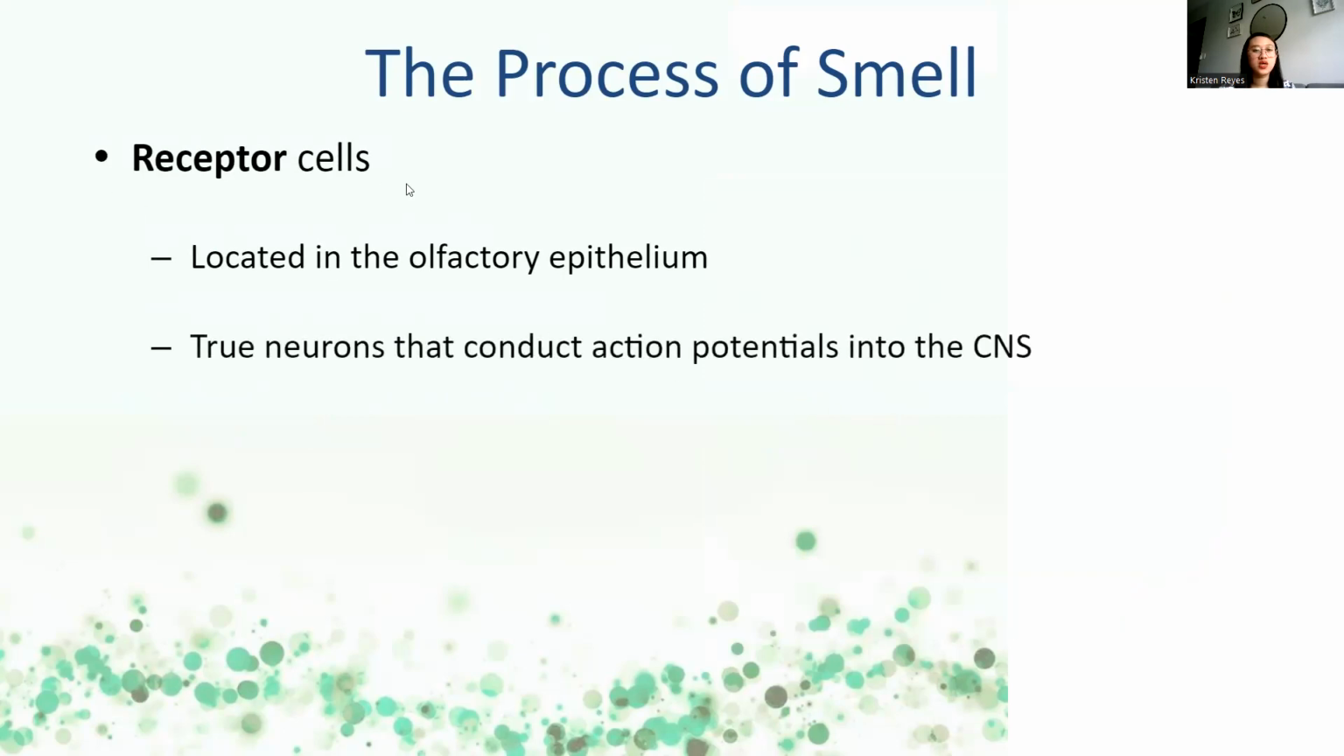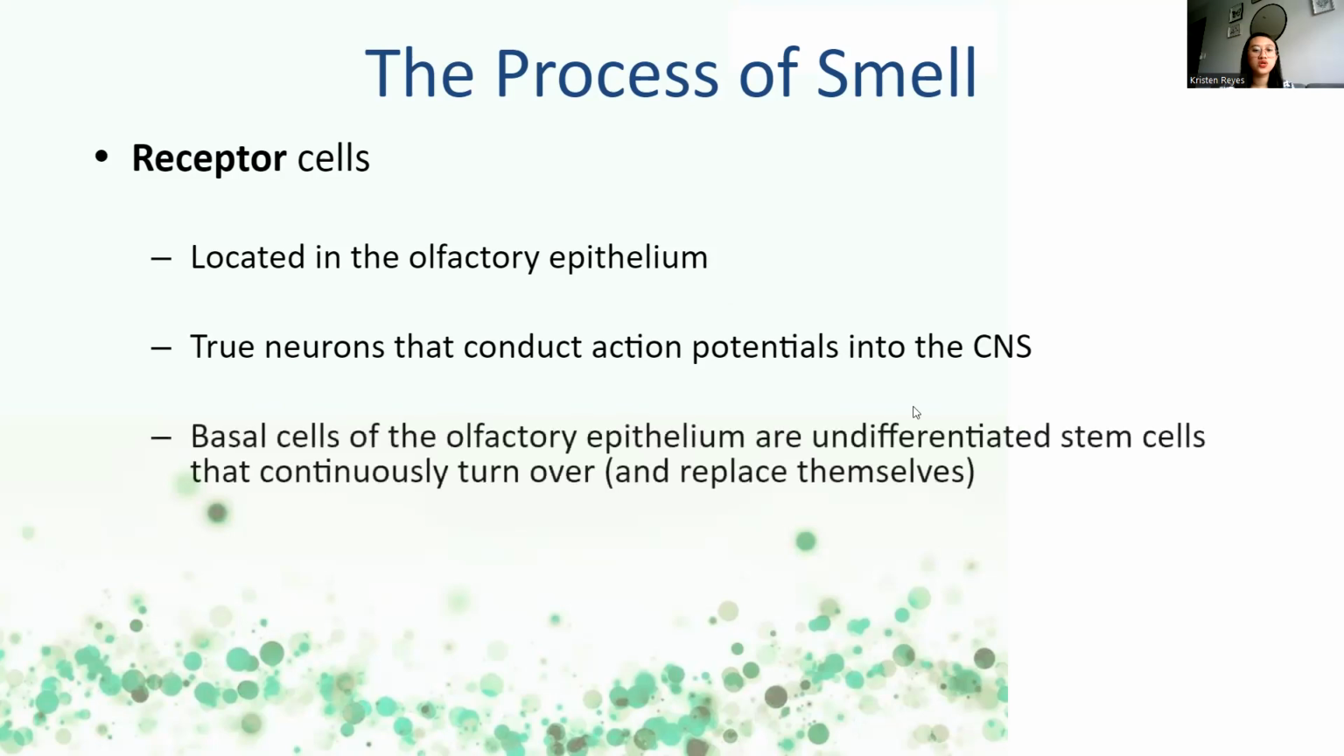So the receptor cells are located in the olfactory epithelium, and these are bipolar neurons that conduct action potentials into the central nervous system. Basal cells of the olfactory epithelium are undifferentiated stem cells that continuously turn over and replace them. So, if your receptor cells for smell are diminished, no?